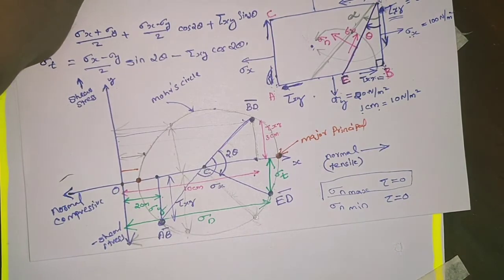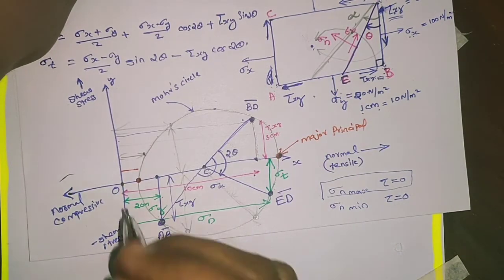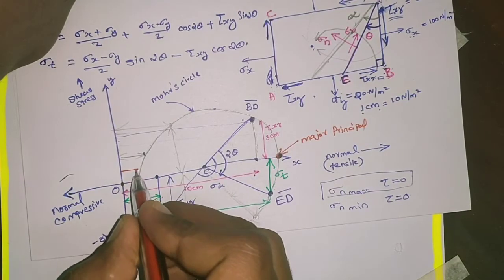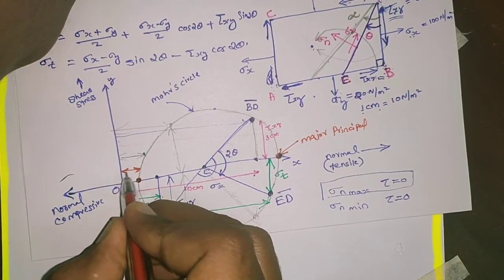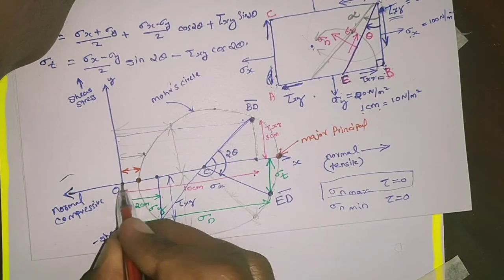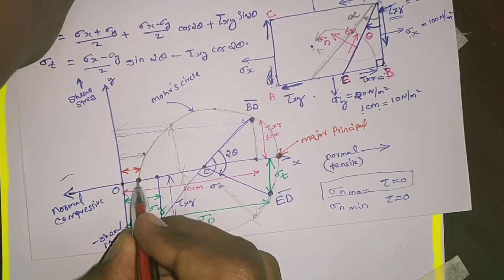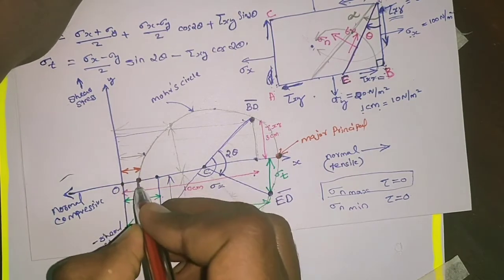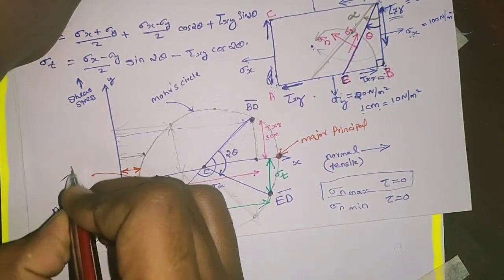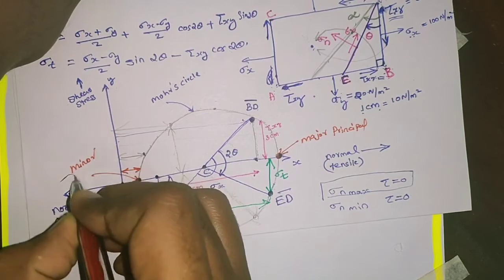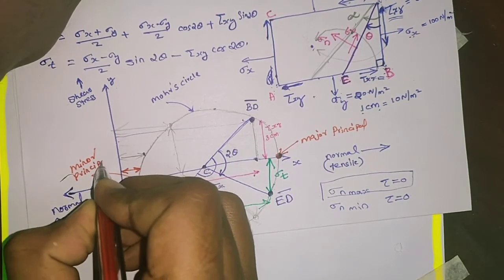And where is sigma n minimum? This point, because this is the point where sigma n is minimum. This distance is minimum. O to this point is the minimum normal distance. So this point represents the minor principal plane.